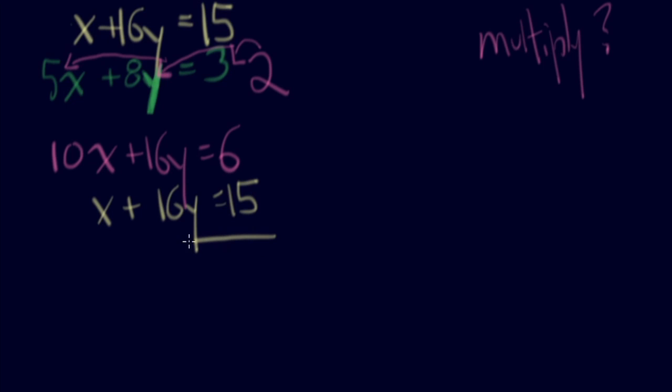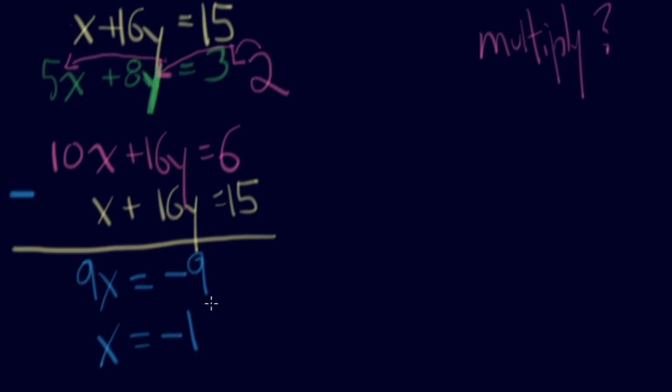Great. Now I can go and eliminate. And you ask yourself, would you eliminate by adding or subtracting? I'm going to subtract this time because 16 minus 16 is 0. So 10 minus 1 would leave me with 9x. And 6 minus 15 would give me negative 9. So x would then equal good old negative 1.